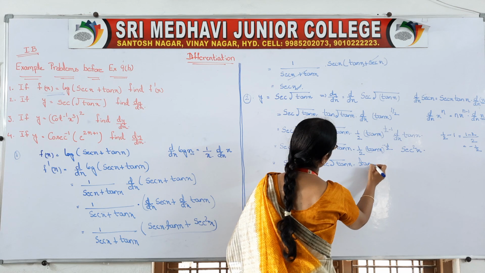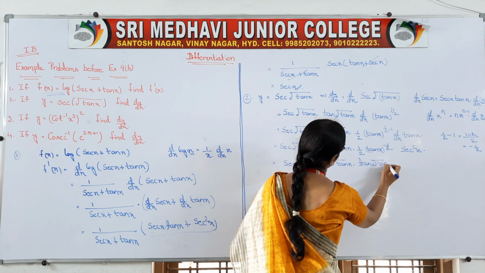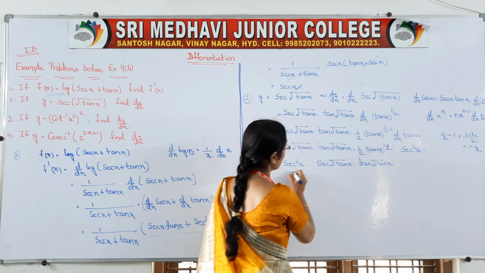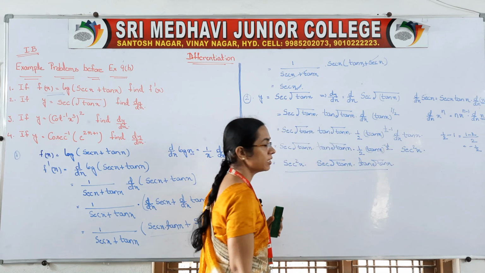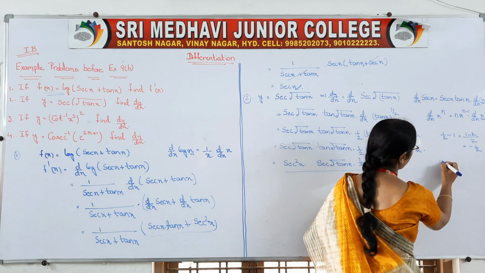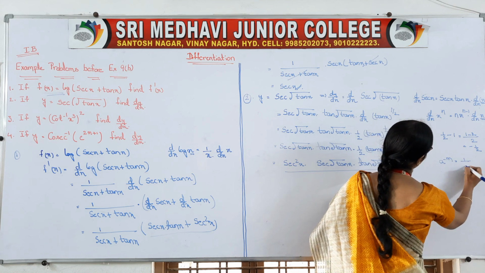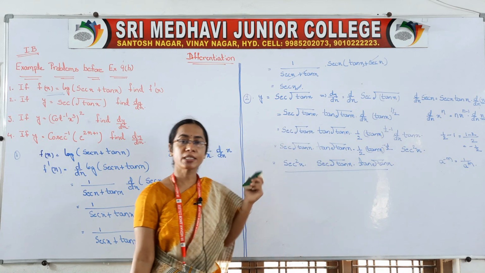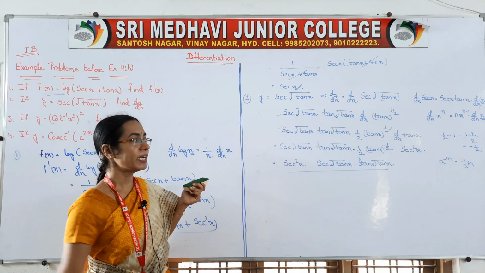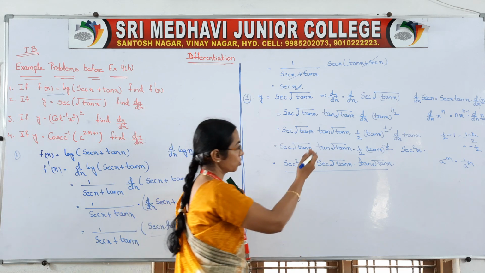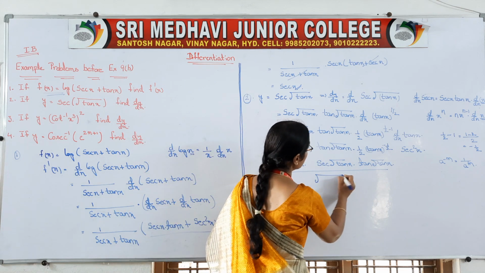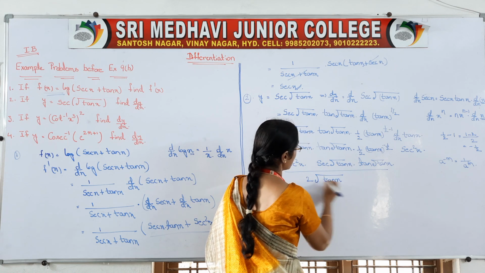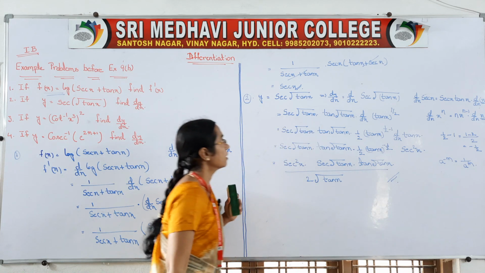We can write the power of minus 1 by 2 downwards, isn't it? a to the power of minus m can be written as 1 by a to the power of m. So tan x to the power of minus 1 by 2 can be written as 1 by tan x to the power of 1 by 2. To the power of 1 by 2 means nothing but root, that is root tan x, and the 2 is also there. This is the answer for your second question.